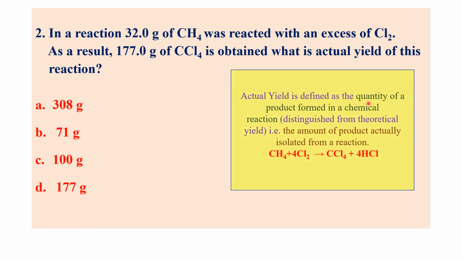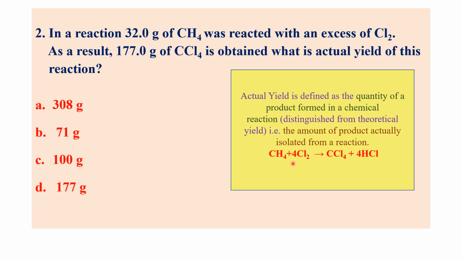Actual yield is defined as the quantity of product that is formed in a chemical reaction, and it is different from the theoretical yield. The theoretical yield is calculated from the balanced chemical equation, while actual yield is the quantity of the product that is actually formed in a chemical reaction, or we can say the amount of product actually isolated in a chemical reaction.